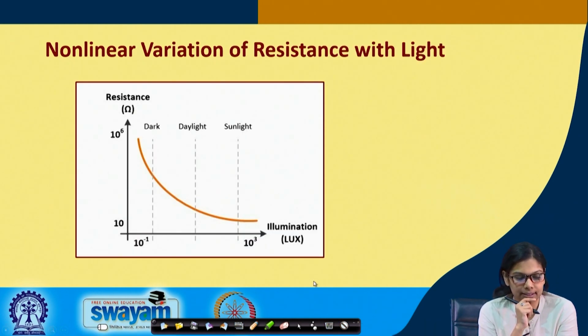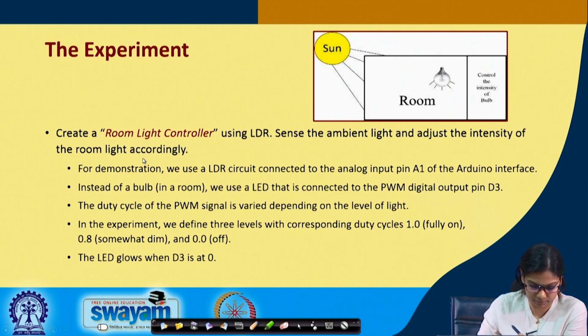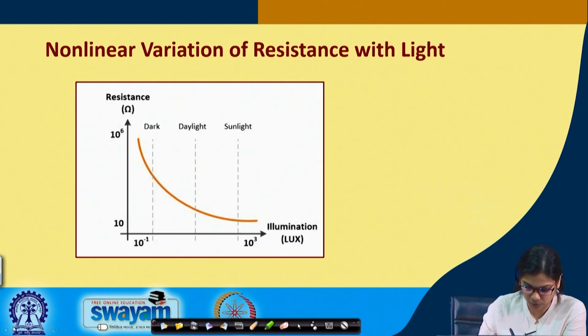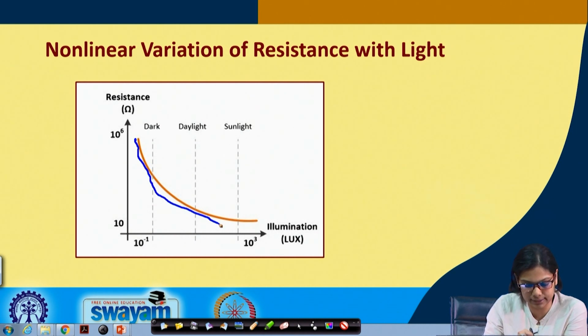If you see the nonlinear variation of the resistance with light, when it is dark its resistance is high, and slowly its resistance decreases. When there is light the resistance is low.